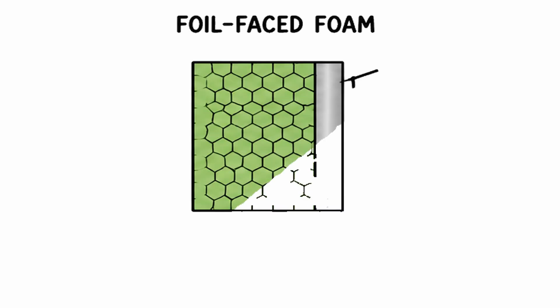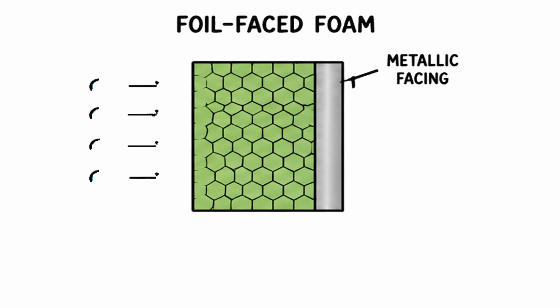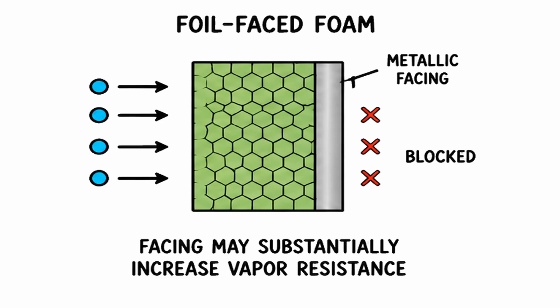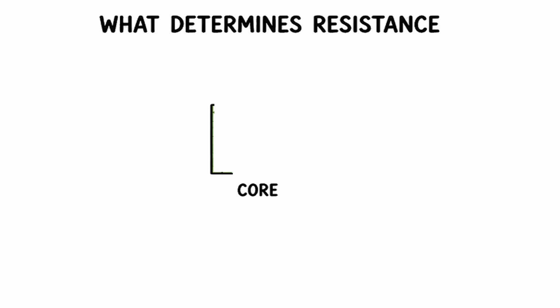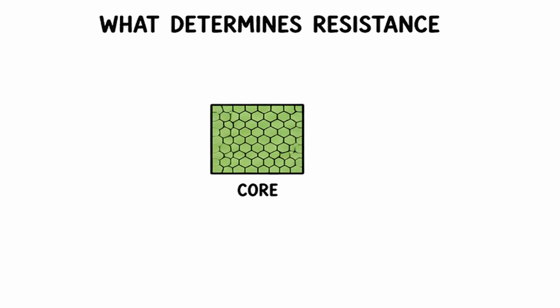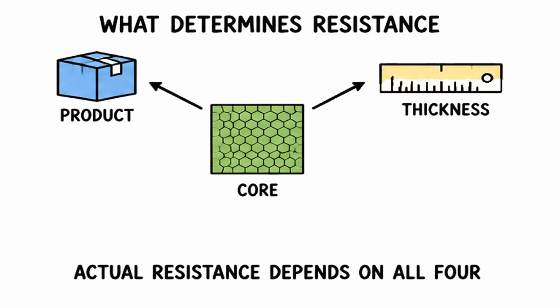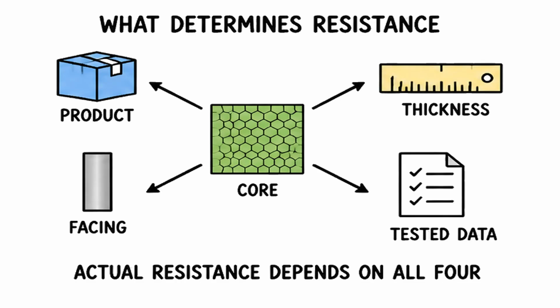Now, the foil-faced version. The same foam core carries a thin metallic facing on one side. The facing may substantially increase vapor resistance. But the core still resists vapor to some degree on its own. The actual resistance depends on the exact product, thickness, facing, and tested data.